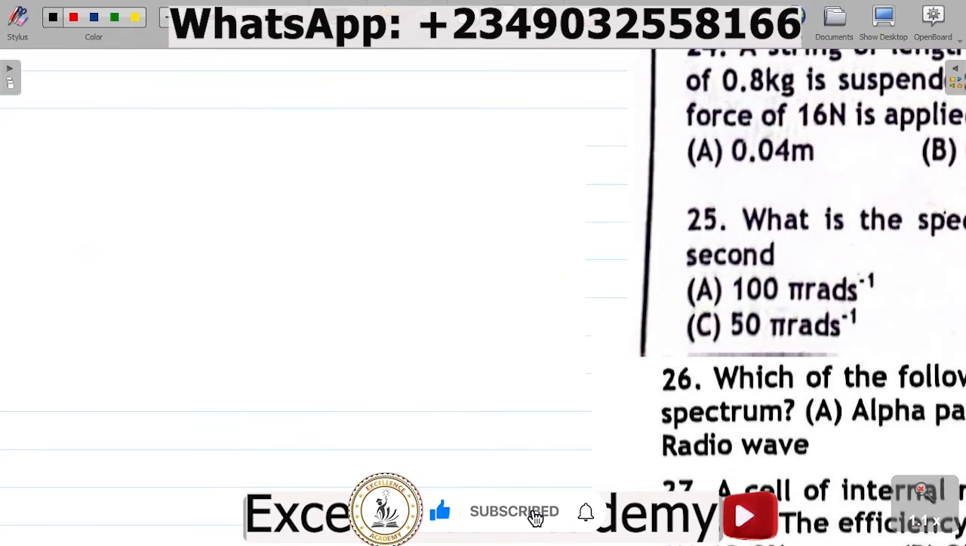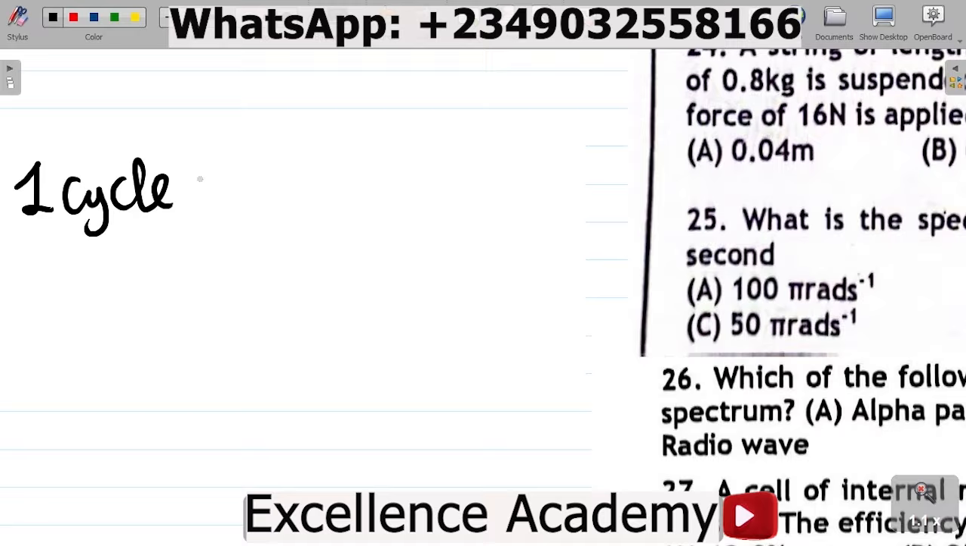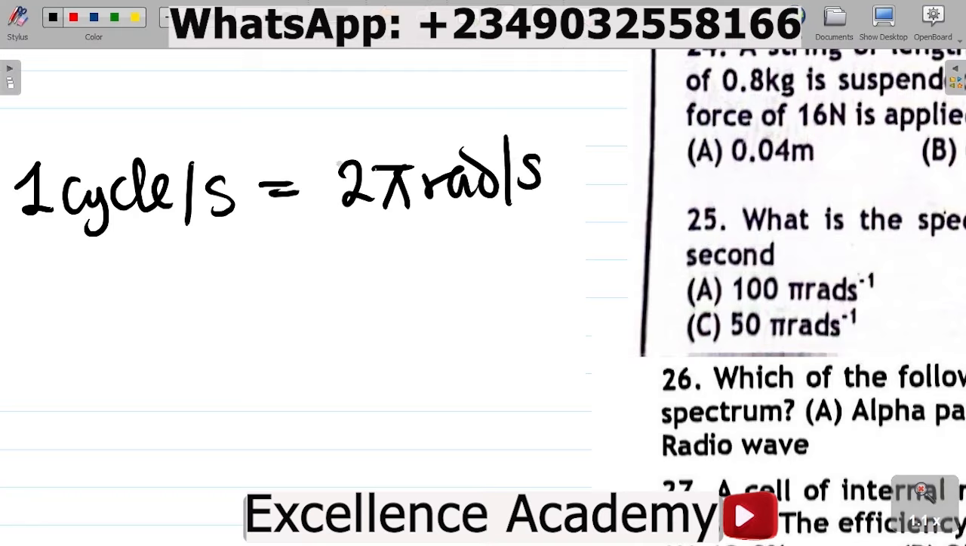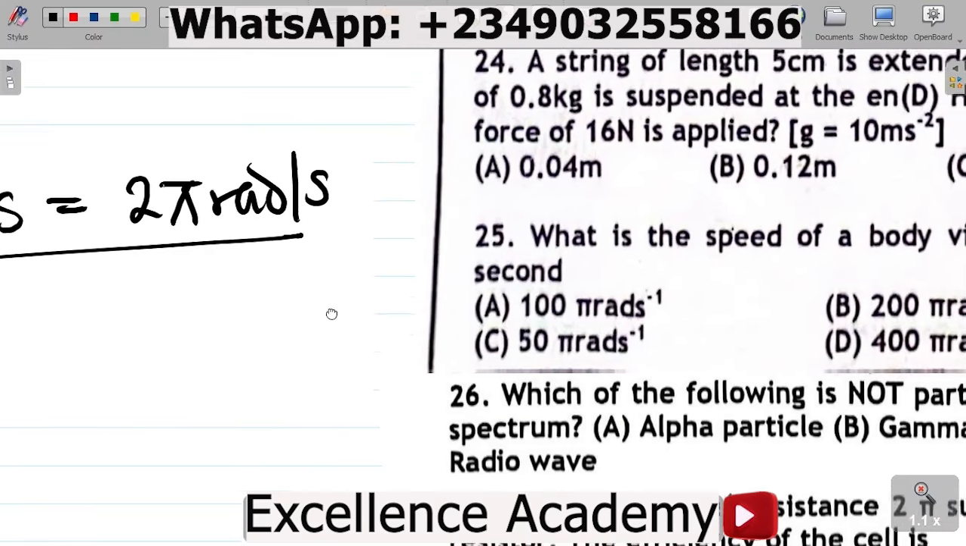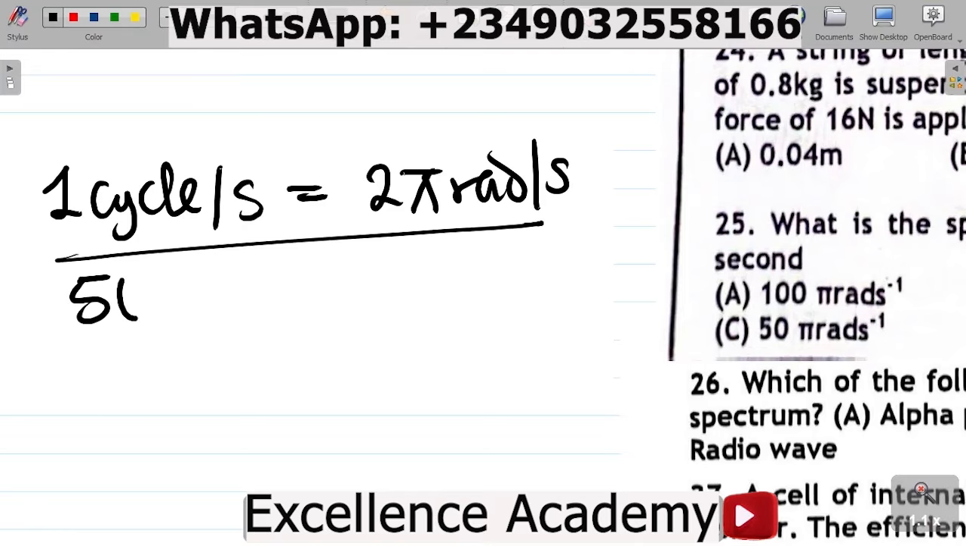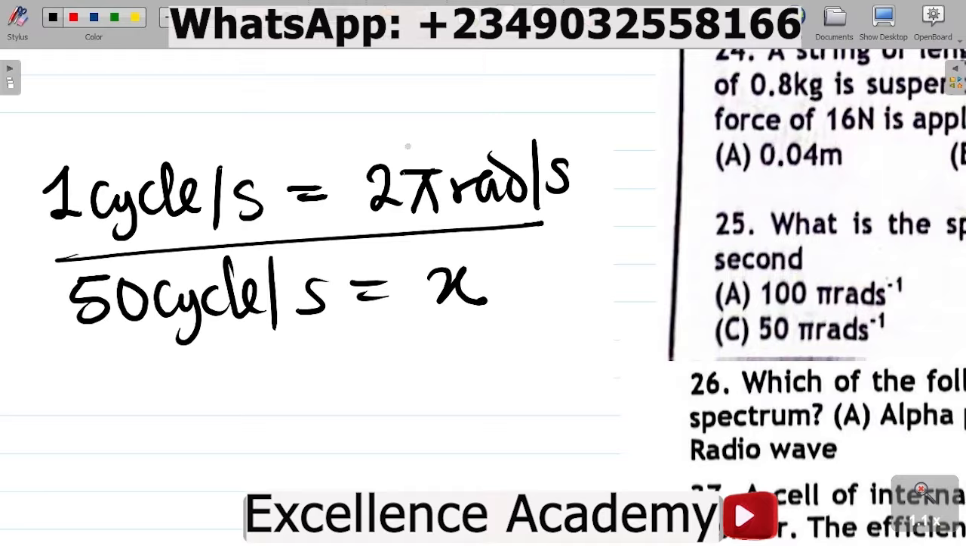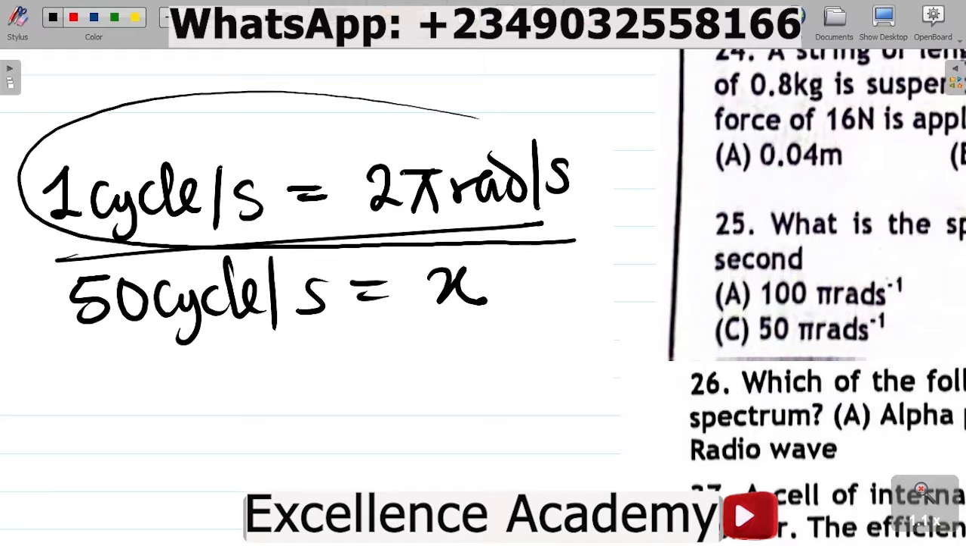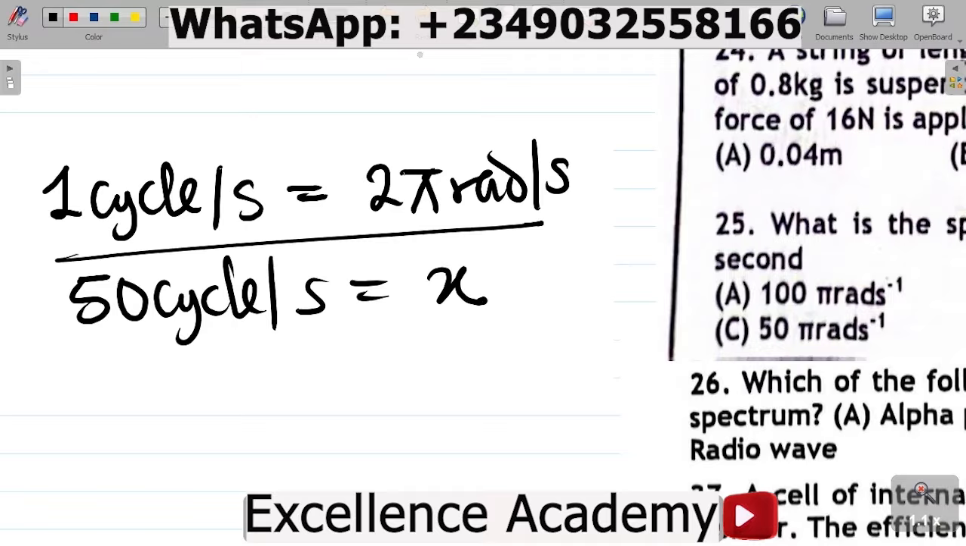Note that when you say 50 cycle per second, one cycle per second is equal to 2 pi rad per second. Now having this particular relationship, you can now solve this question. So if one cycle is 2 pi rad, they're not asking you one cycle, they're asking 50 cycle per second, which will be equal to unknown. But before you solve this question, don't forget this particular relation. This is what you need. That one cycle is 2 pi rad per second.